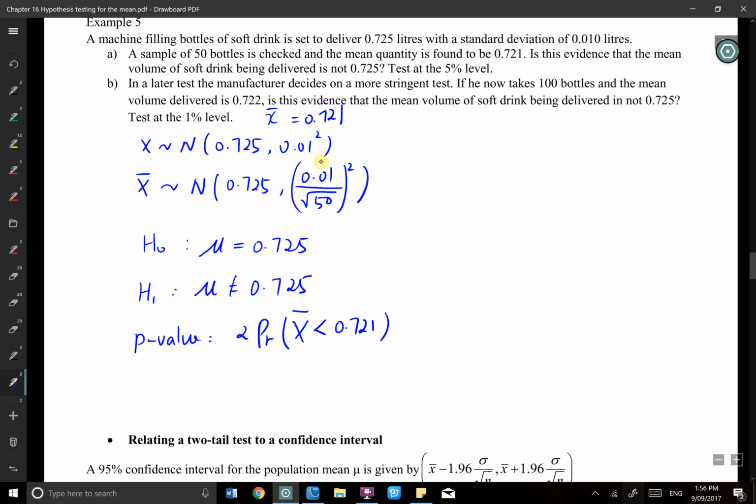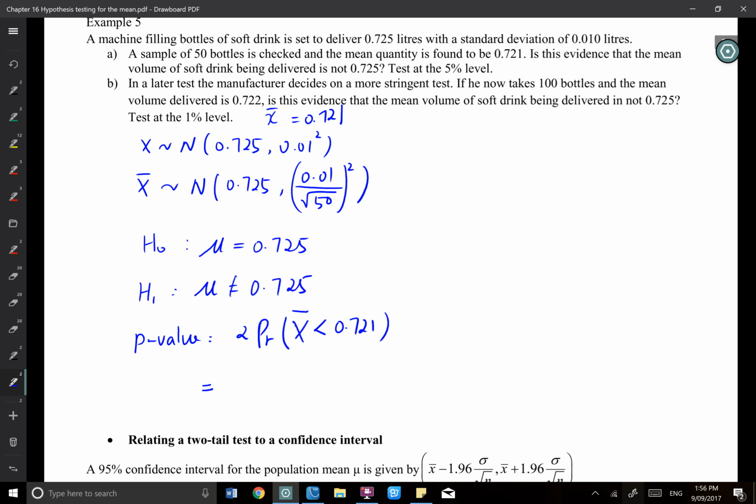The directional sign you have here, you shouldn't include your actual mu inside. I must argue x bar is less than that. So less than 0.721, you're not including 0.725. If you say greater than that, what's the point? You include your mu again into the calculation. It's not valid evidence. So what you have is this one.